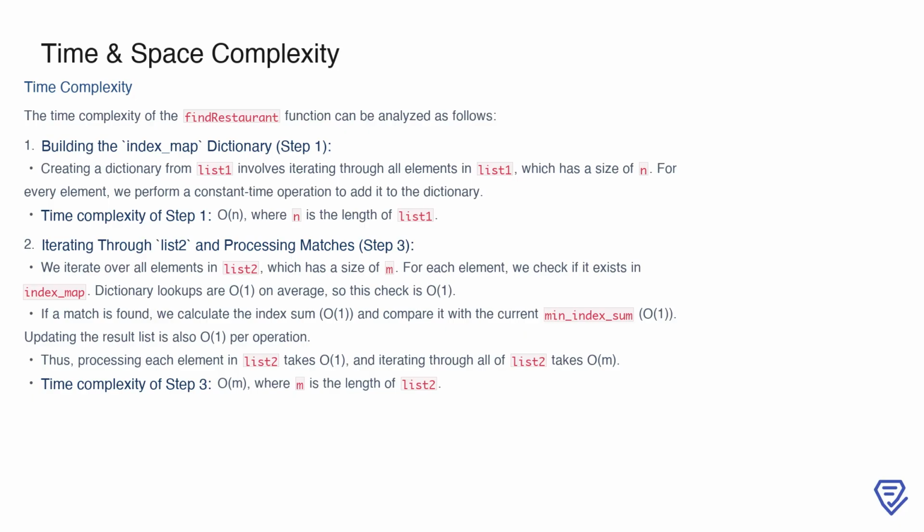Next, we move to the step where we iterate through list 2. This list has a size of m, and for each element, we check if it exists in the index_map dictionary. Since dictionary lookups are O(1) on average, this check, along with calculating the index sum and updating the result list, takes constant time per element. Iterating through all of list 2 therefore results in a time complexity of O(m). Combining these, the time complexity for these two steps is O(n + m).